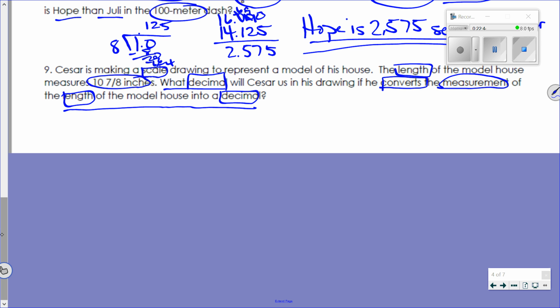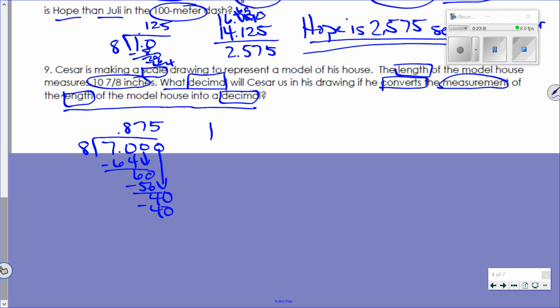So really all I got to do, again, just do the fraction piece, 7 divided by 8. That's going to go 8 times. Gives us a 6. Still not at 0, so that's going to get a 7. Still not at 0. 40 is a 5. So now that we have the decimal piece, the decimal measurement, don't forget to put the whole number back in front of it, is 10 and 875 thousandths inches. Make sure you include the units.